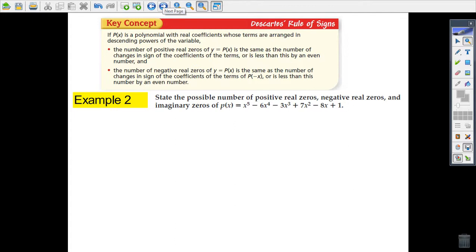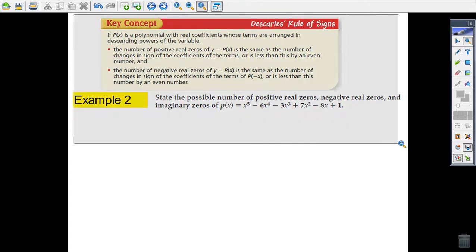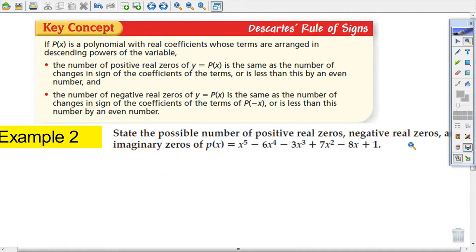So here's Descartes. He came up with this thing called the rule of signs. It's pretty cool. And I think sometimes these things, when you try to read them with letters in them, are more confusing than when you actually do a problem. That helps you understand what it means. But you can find out how many possible real zeros are positive and how many possible real zeros are negative using this little rule. It's called the rule of signs.